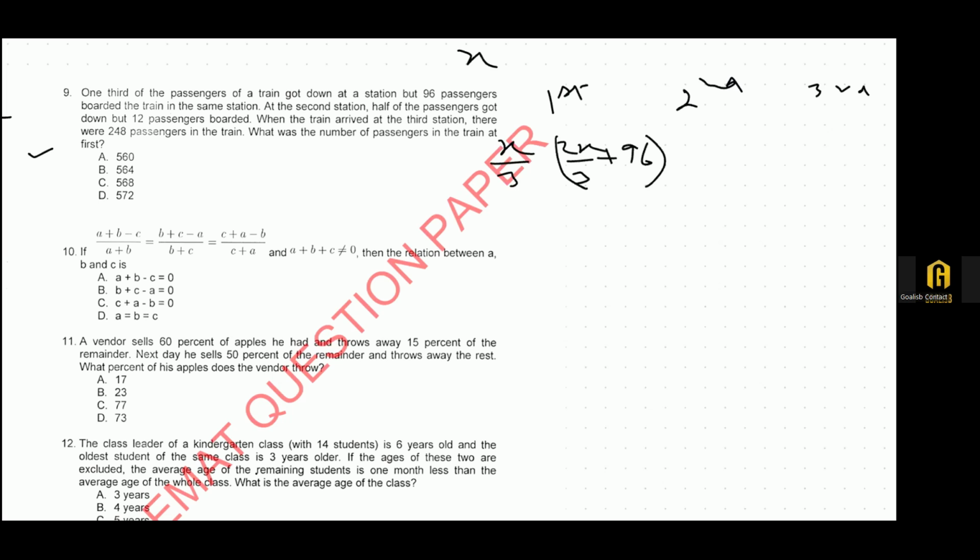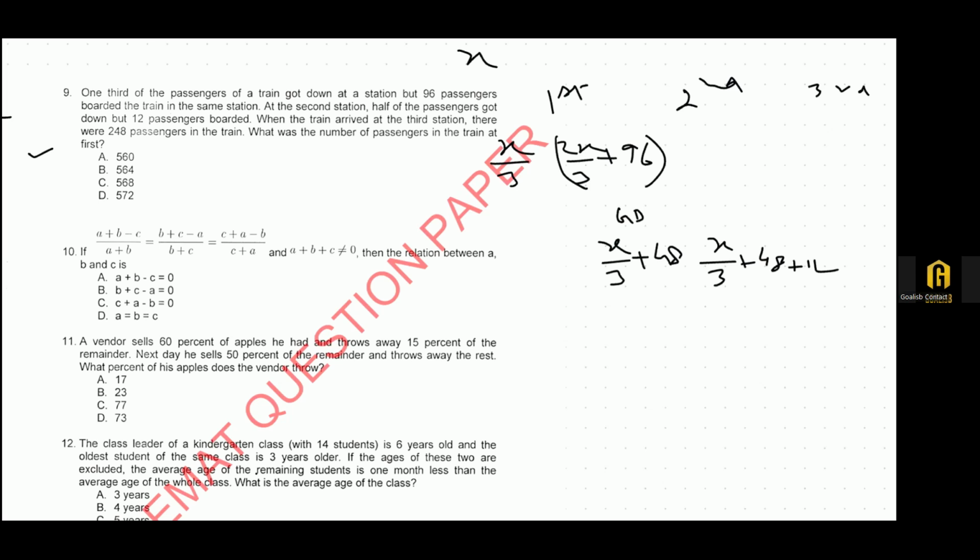Let's move on to the second station. Half of the passengers got down. So half of this whole thing got down. I'm writing it here: got down 2x/3. Half of 2x/3 will be x/3, and half of 96 would be 48. These many got down, and these many would be left on the train, because half got down, half remained on the train. And 12 passengers boarded. So 12 more passengers boarded. So the total passengers in the train when it left station 2 would be this plus 60.